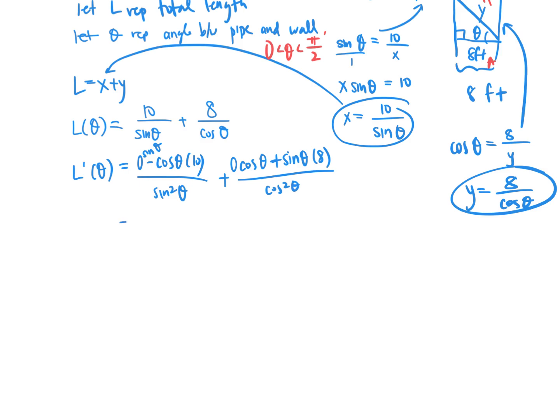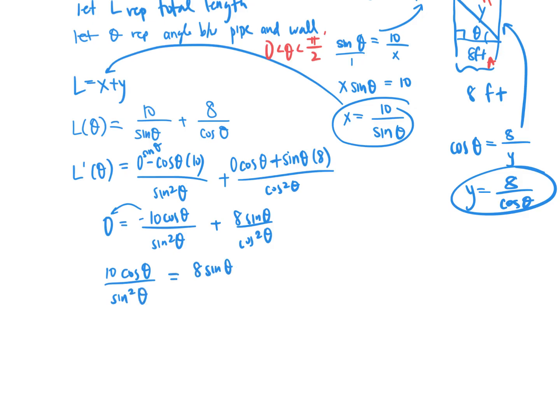Now just a little bit of cleanup here. I have negative 10 cos theta over sine squared theta plus 8 sine theta over cos squared theta. And now it's cleaned up. I'm going to set my derivative equal to 0, and I'm going to solve. Now, I can either get myself a common denominator, or I see two fractions, I can bring one over and cross multiply. Choice is yours. I think I'm going to bring the fraction over.